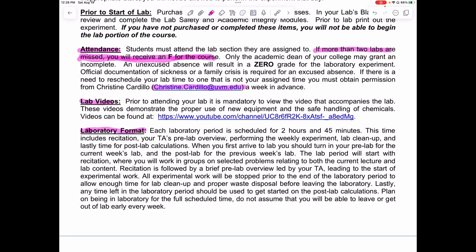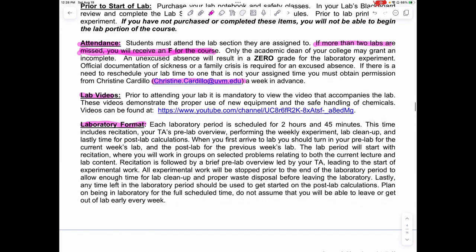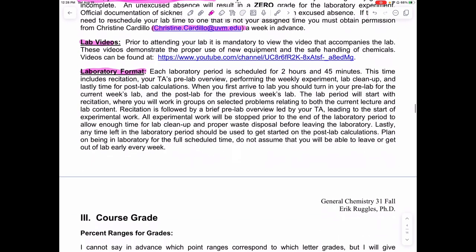And so what we do is offer kind of a mini recitation at the beginning of lab, and then get into the lab. So, another way of review, but you will get more information about all of this that first day of lab with your TA as they walk through the syllabus with you.